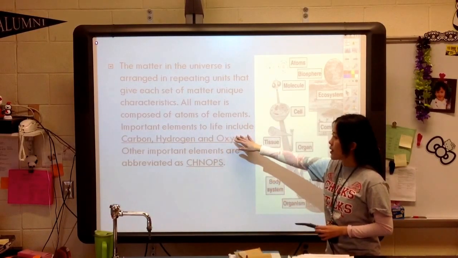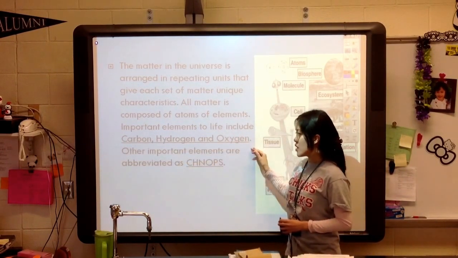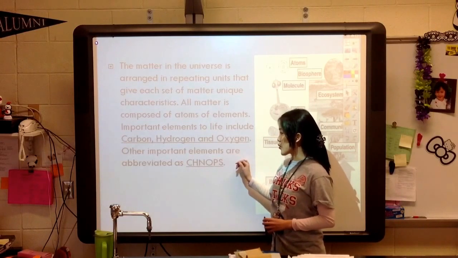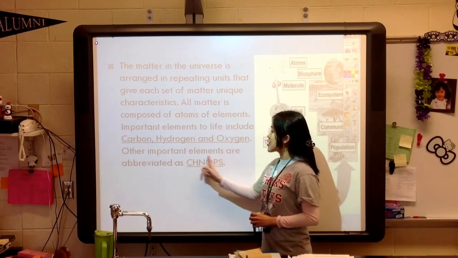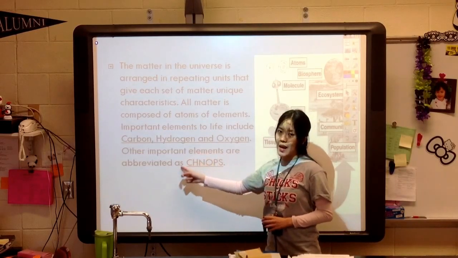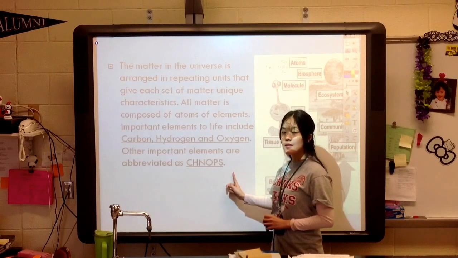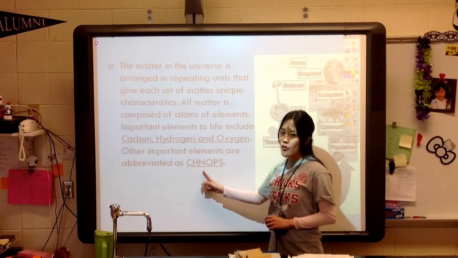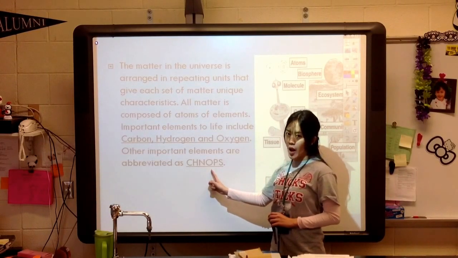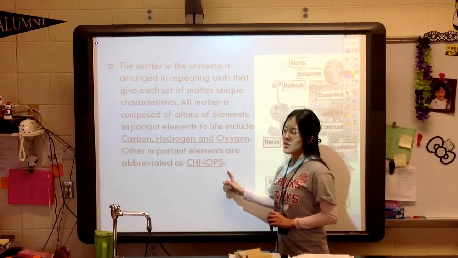So more important elements to life include carbon, hydrogen, and oxygen. The other important elements are abbreviated as CHNOPS. So all living things actually have these 6 elements in them. CHNOPS. C stands for carbon, H for hydrogen, N for nitrogen, O for oxygen, P for phosphorus, and S for sulfur.